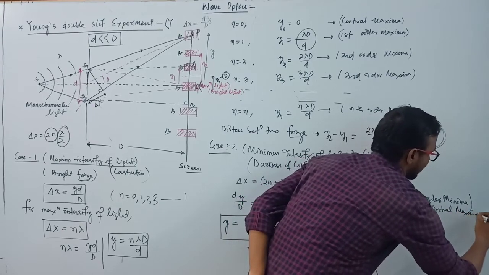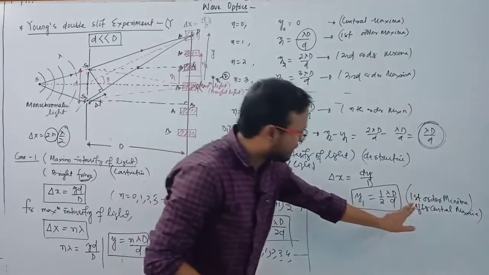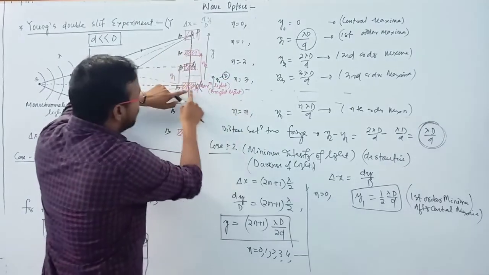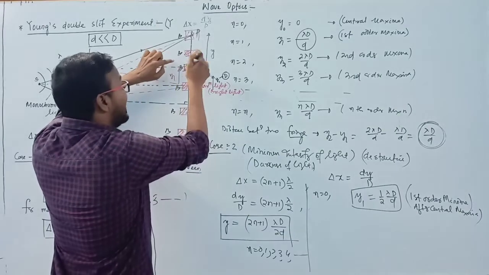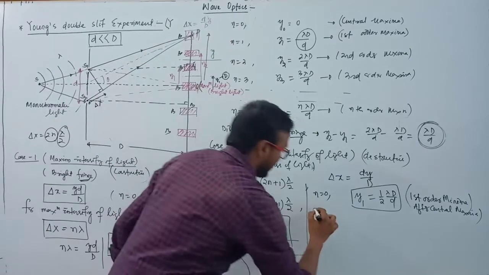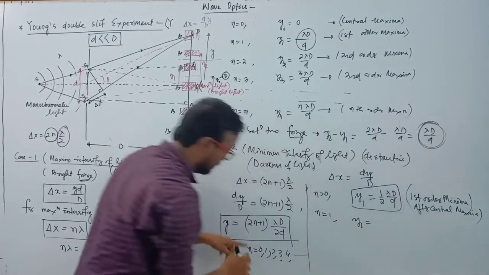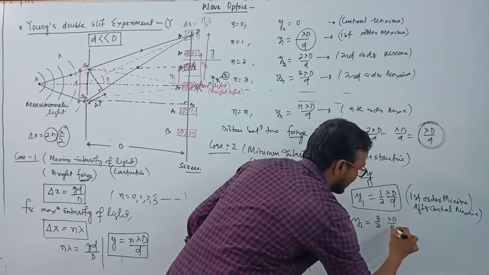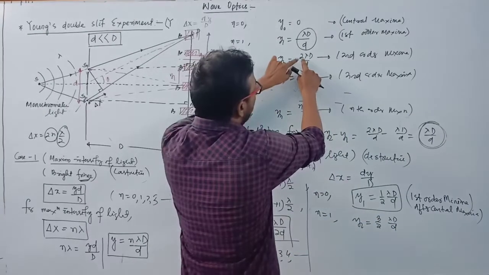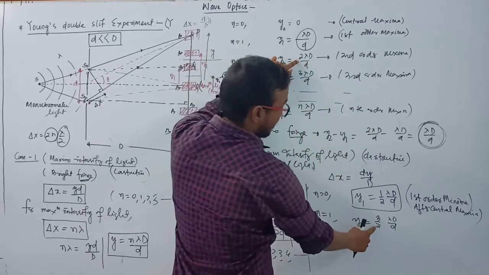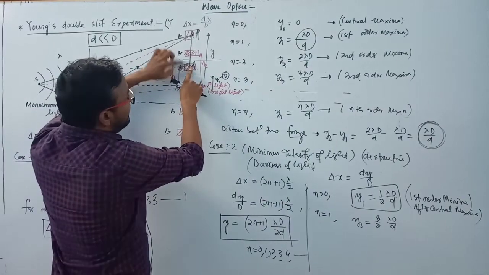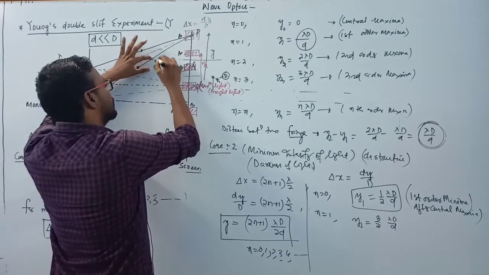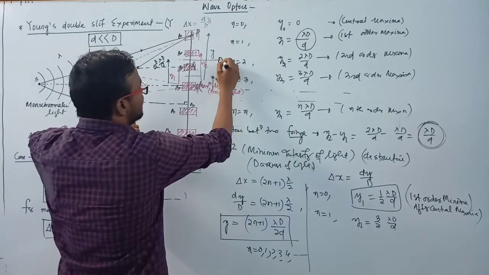After the central brightness, you get the first order minima, where the intensity of light is minimum, and this point is known as darkness. So first we get brightness, then darkness, again brightness, again darkness. Now suppose n equal to 1, then y2 equals 3 by 2 lambda D by d, which is 1.5 lambda D by d. It lies in between lambda D by d and 2 lambda D by d, and this is a dark point.